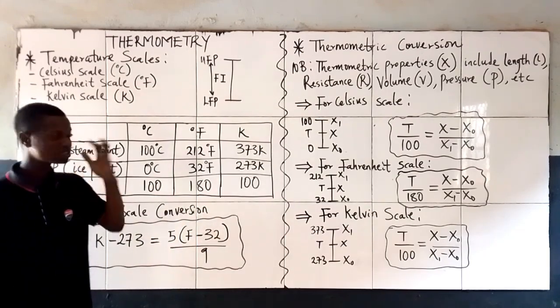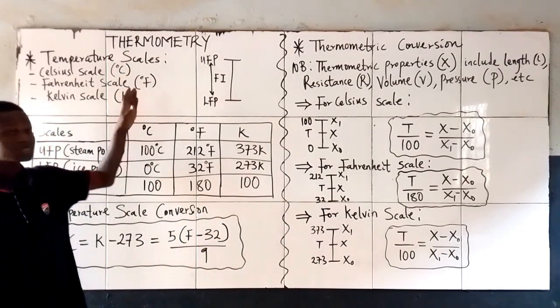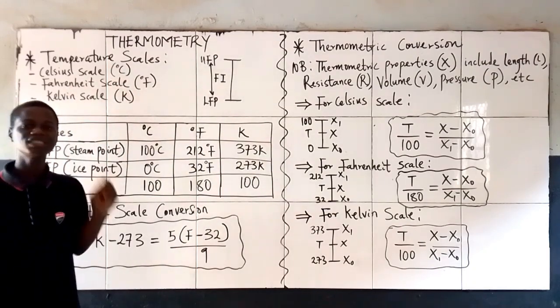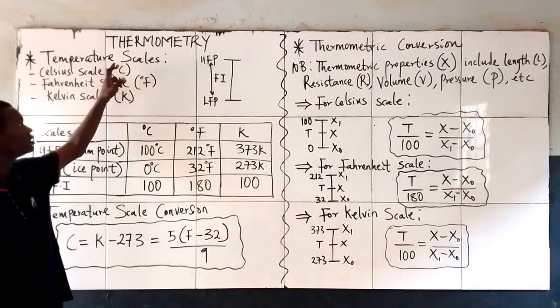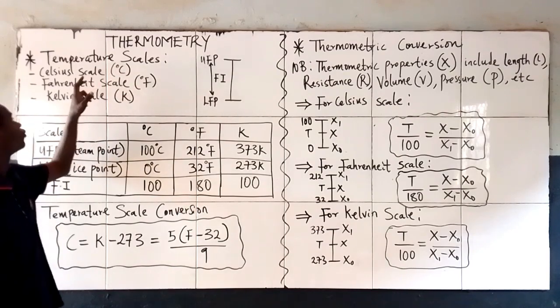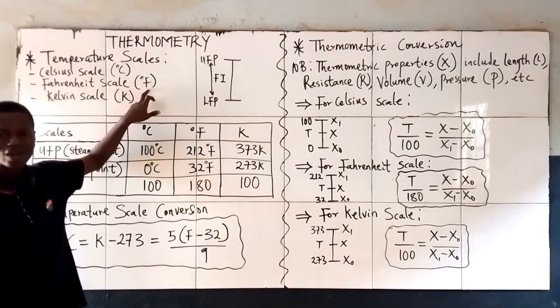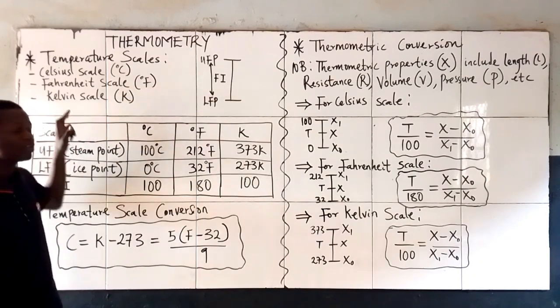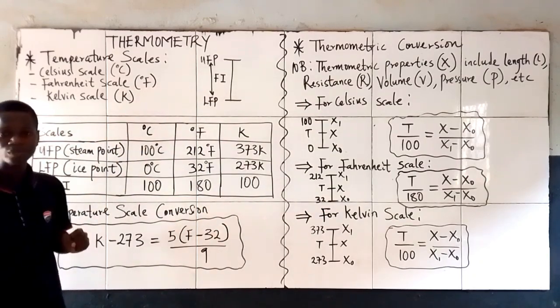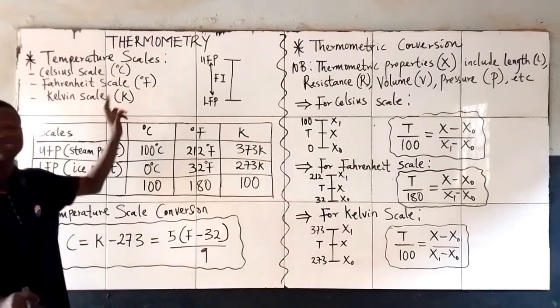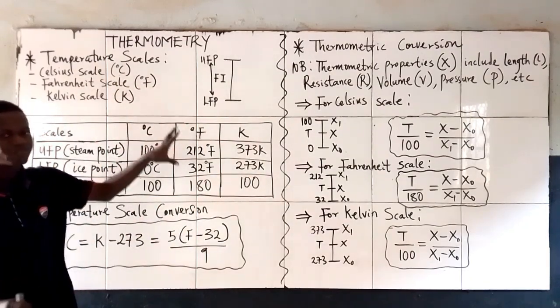Now take note, they have their own different respective units. For the Celsius or Centigrade scale, the unit is degree Celsius. For the Fahrenheit scale, the unit is degree Fahrenheit. While for the Kelvin or the thermodynamic scale, the unit is just Kelvin. It does not go with degree. So observe those slight differences.